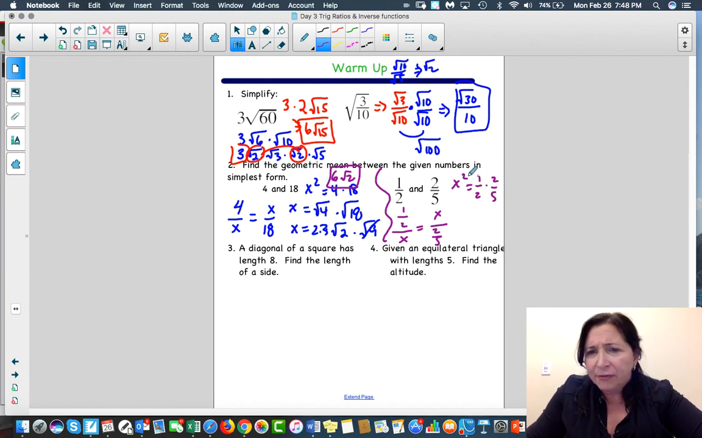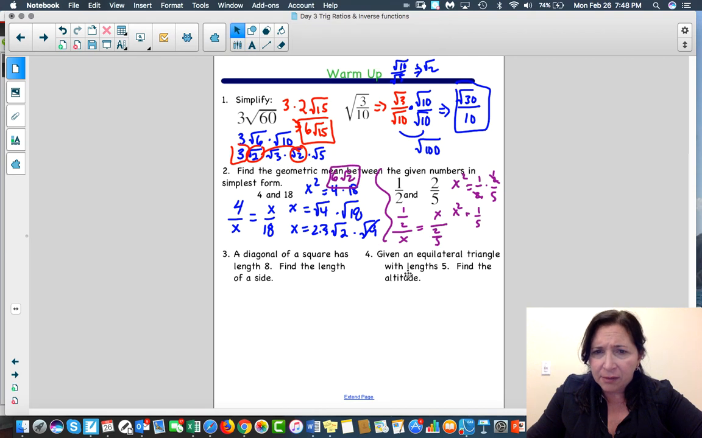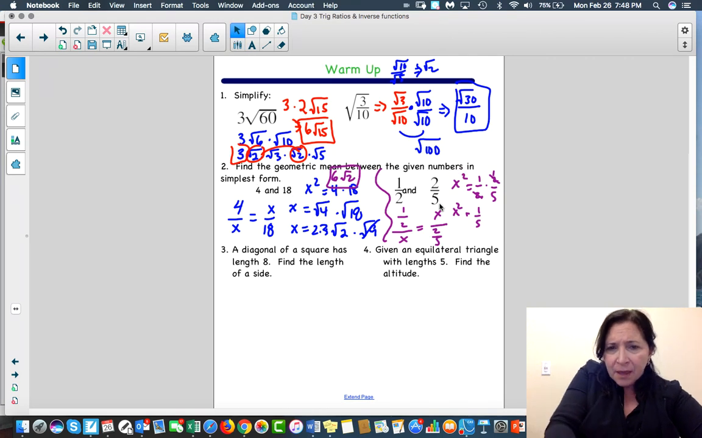Now, 1/2 times 2/5, the 2's are going to cancel and make 1. So I actually have x squared equals 1/5. So x squared equals 1 over 5. And again, what I need to do for this problem, and try to get this, is, I need some more room.